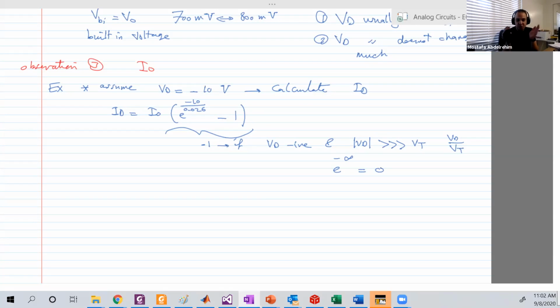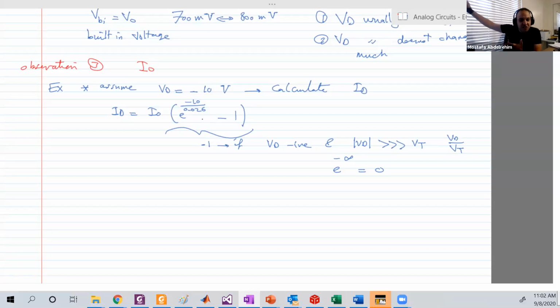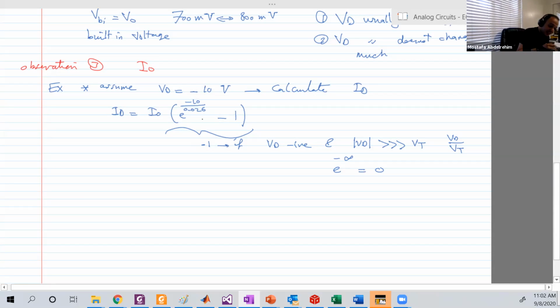Of course, for your calculator, for example, e to the power minus 10 over 2.026 is 0.000... maybe 100 zeros, okay? That exceeds the length of your calculator, so it's just giving you 0. So with this observation, this term is -1. So I_D is equal to I naught multiplied by -1, which is equal to minus I naught.